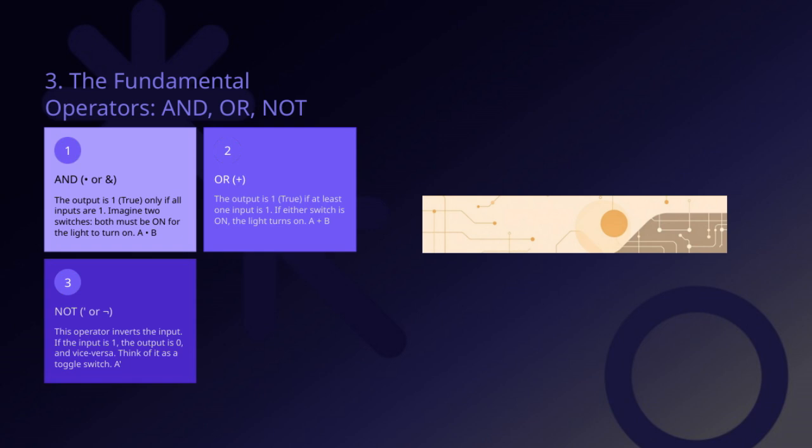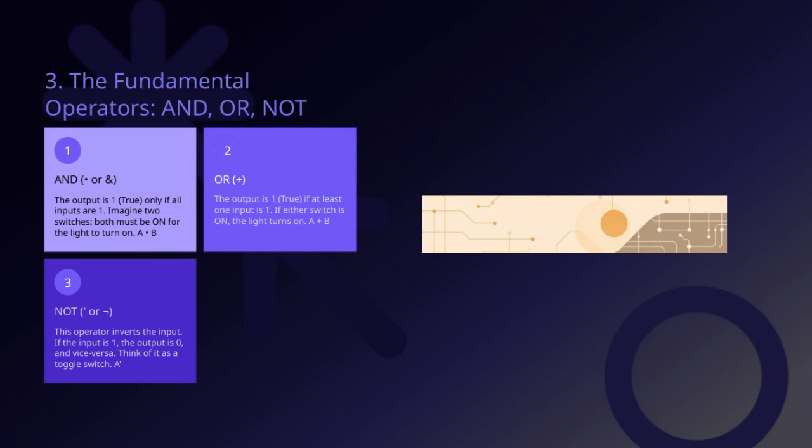Next, we have the OR operator, represented by the plus sign, A plus B. The key point here is that the output is 1, or true, if at least one of the inputs is 1. Imagine two switches controlling a light. If either switch is on, the light turns on. So only one needs to be active for the output to be true.